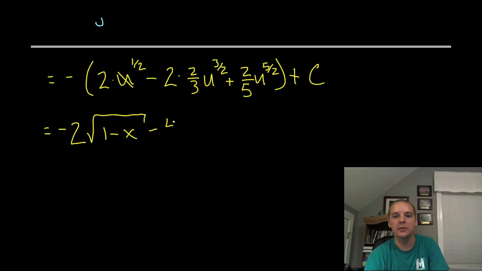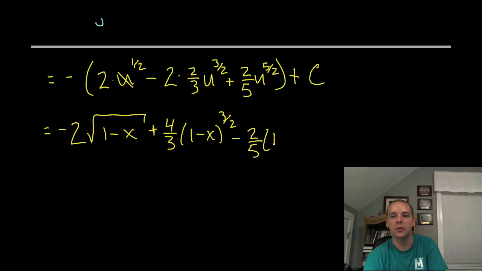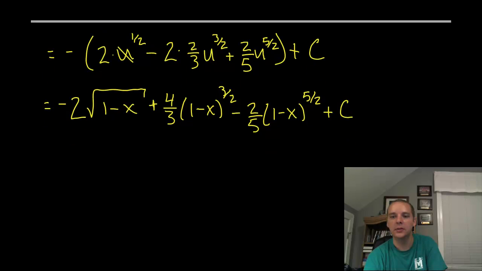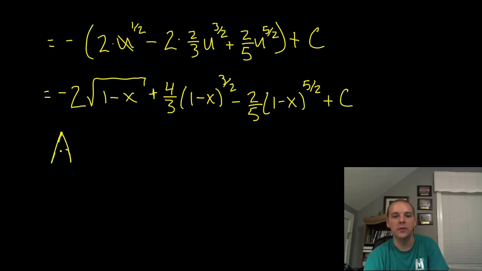All right, minus 4/3, that's 2 times 2/3, 1 minus x to the 3 halves, that's u to the 3 halves. And actually I need to change this minus to a plus right here. I just noticed we have to distribute that negative to all 3 terms. So it'll be a plus. And then minus 2/5, 1 minus x to the 5 halves, plus c. So this will be our final answer here.